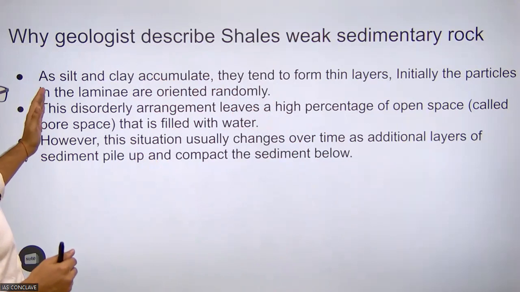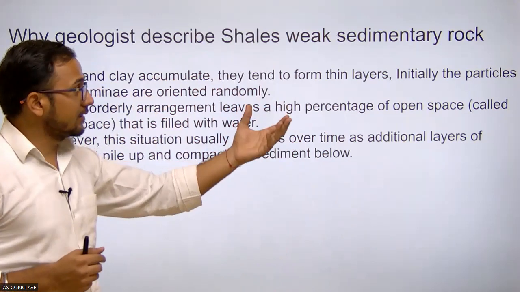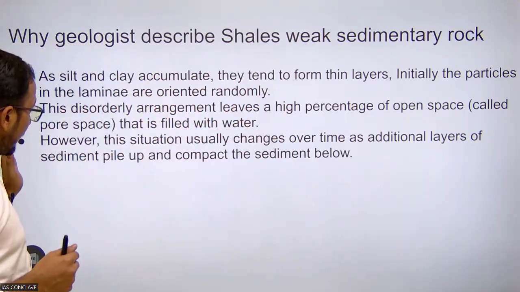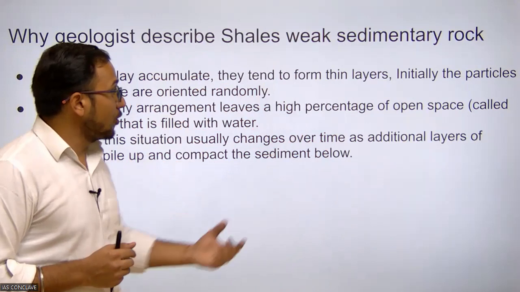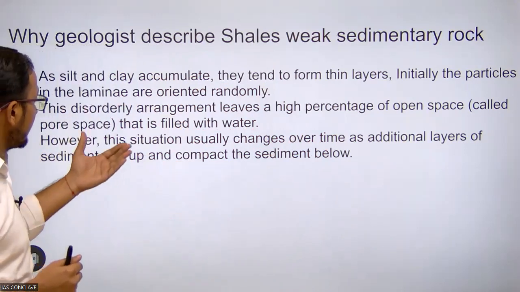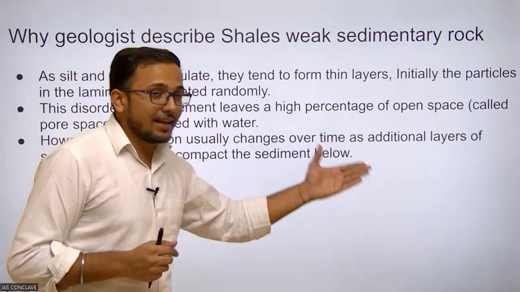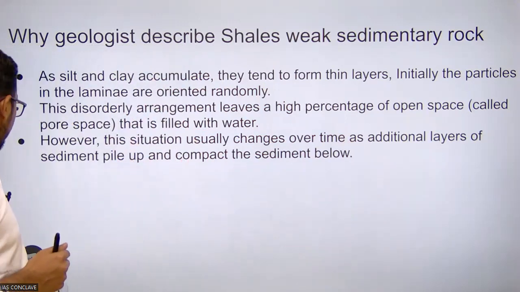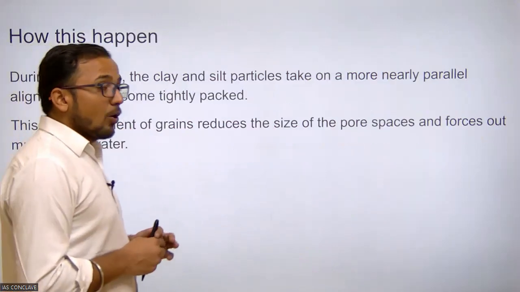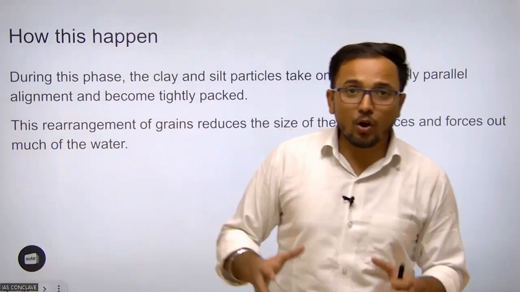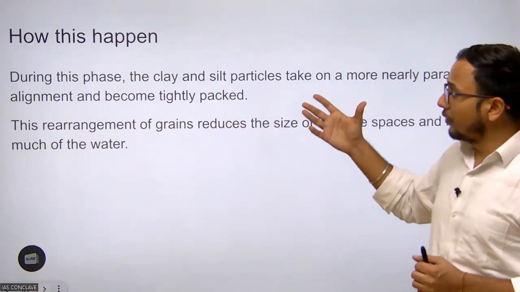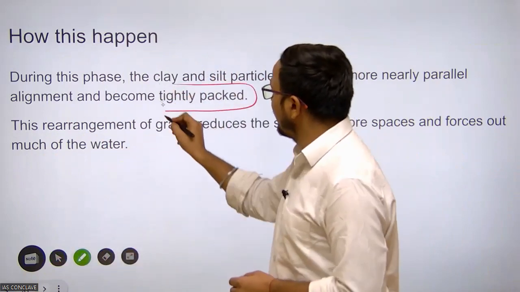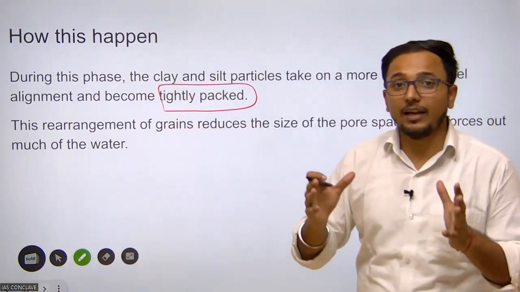As silt and clay accumulate, they tend to form layers. Initially, the particles in the lamina are oriented randomly, but what gradually happens? There is a high percentage of open space called pore space. However, this situation usually changes over time as additional layers of sediment pile up and compact the sediment below. Now, how does this happen? Because of the compaction, these open pore spaces become tightly packed.